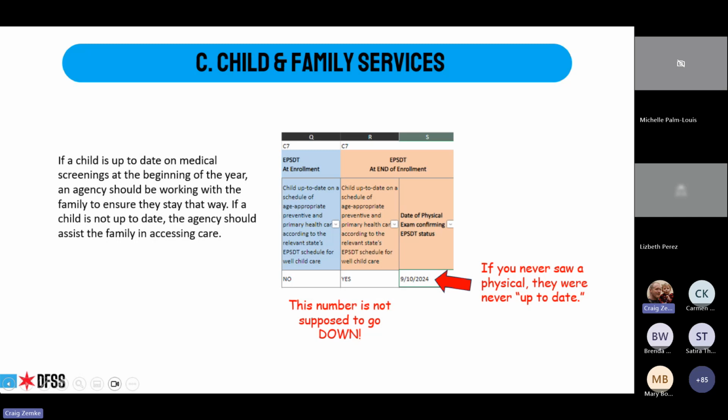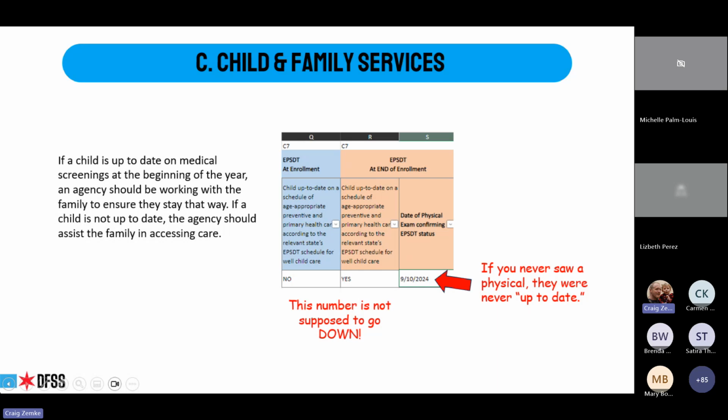What was happening is that people were taking parents' word for it and just putting up to date because the parent marked up to date on the health history and signed it, but parents do not know what the EPSDT even is. So you cannot take their word for it. You need to look at their physical, look at the information they bring in, and document whether it's up to date or not. And if it's not up to date, you need to help them get the other screenings.